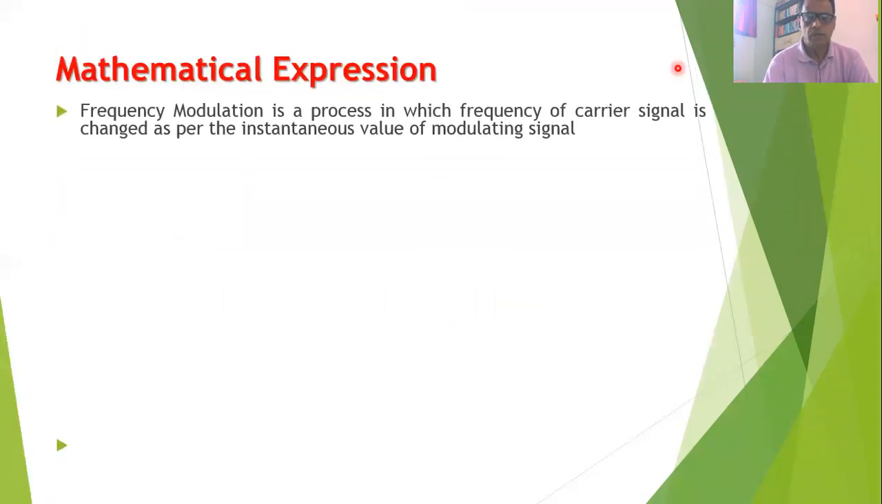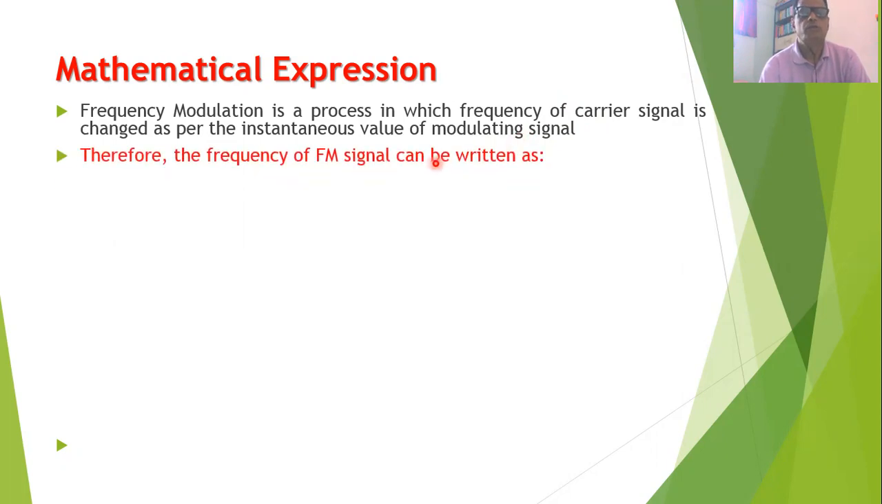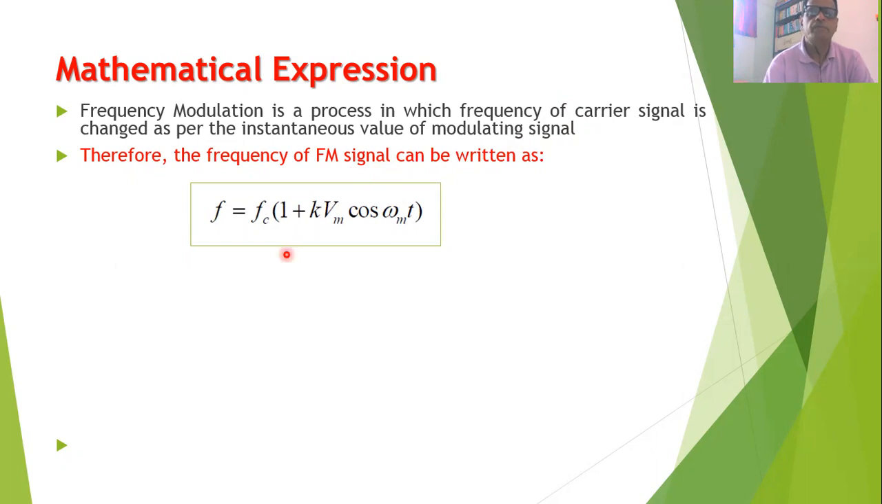So we know that in frequency modulation, the frequency of the carrier signal is changed as per the instantaneous value of the modulating signal. And therefore, it is possible for us to write the expression for the frequency of the FM signal as f is equal to fc in the bracket 1 plus k times Vm cos of omega mt.